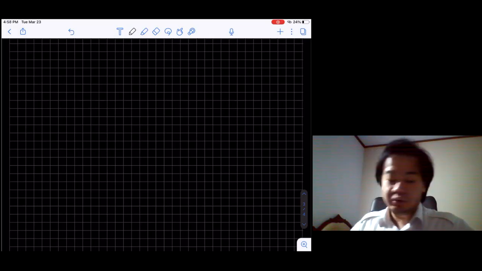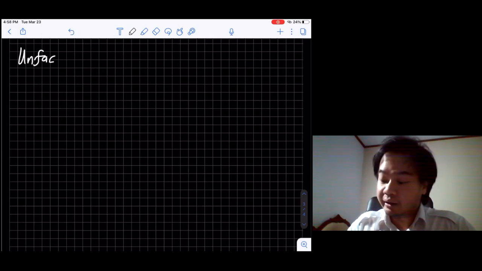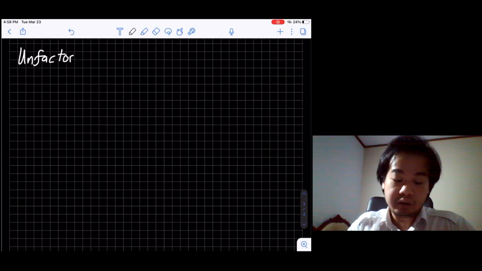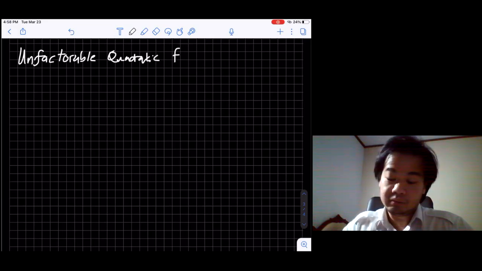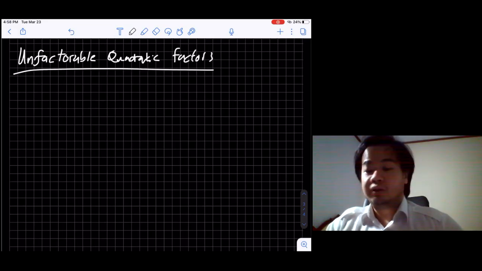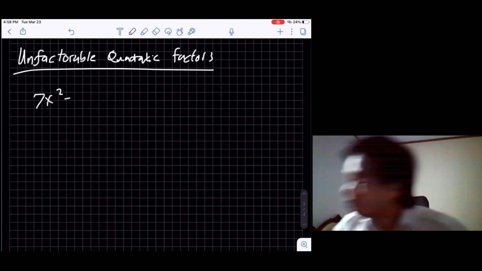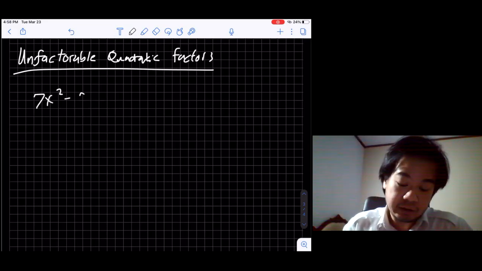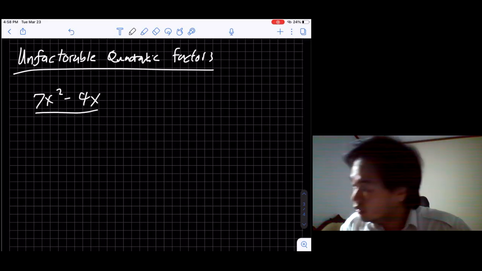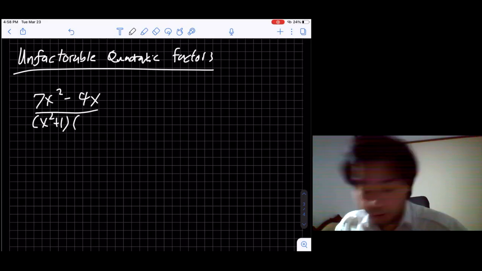So the first one is what should you do if you have unfactorable quadratic factors. For example, 7x squared minus 4x over x squared plus 1 times x minus 2.